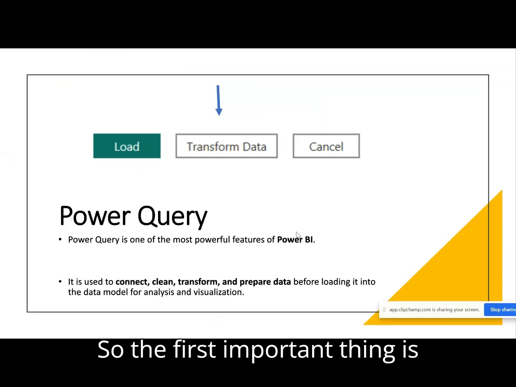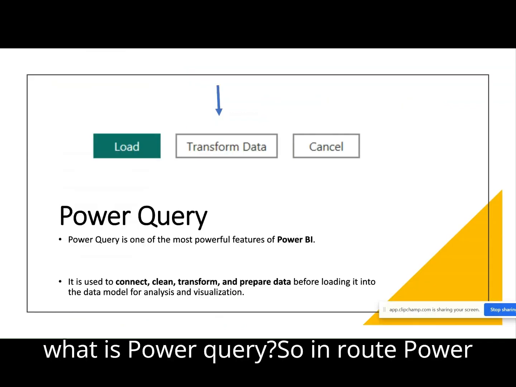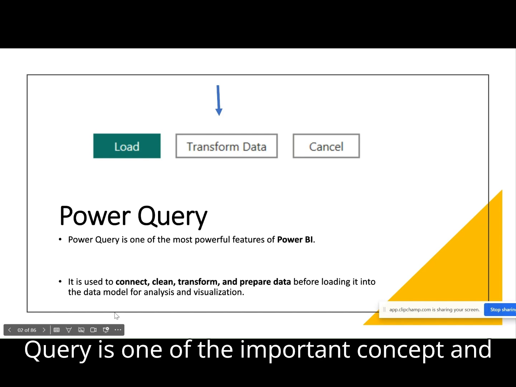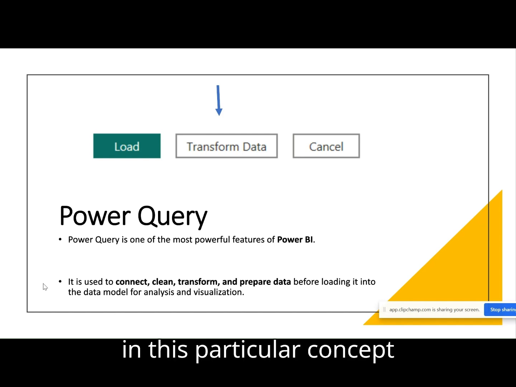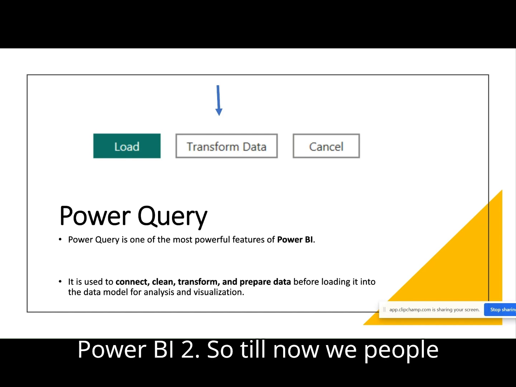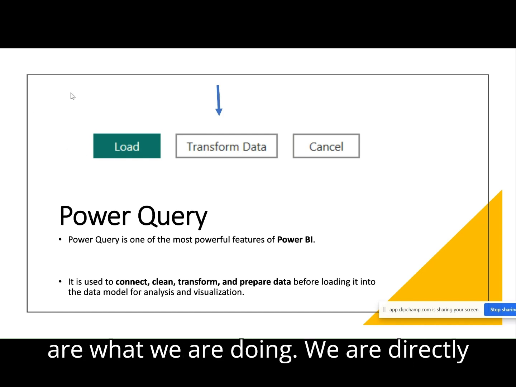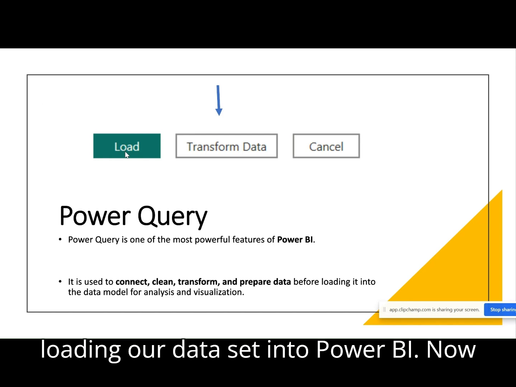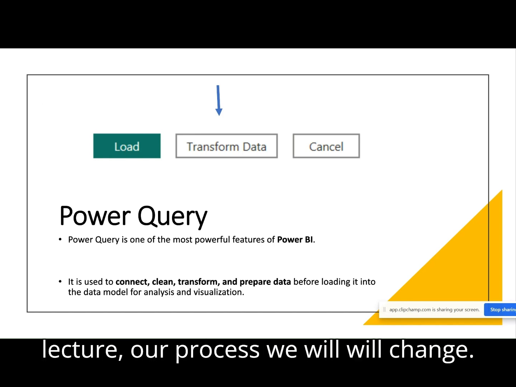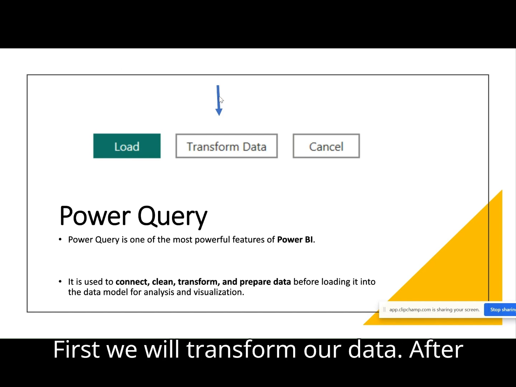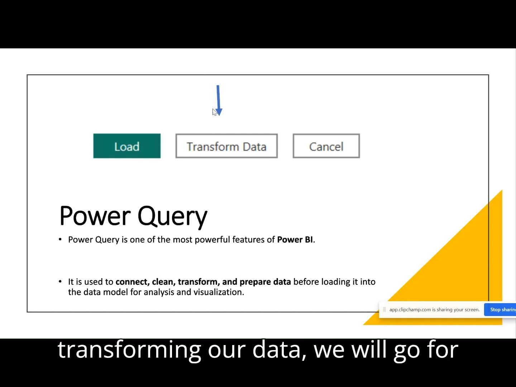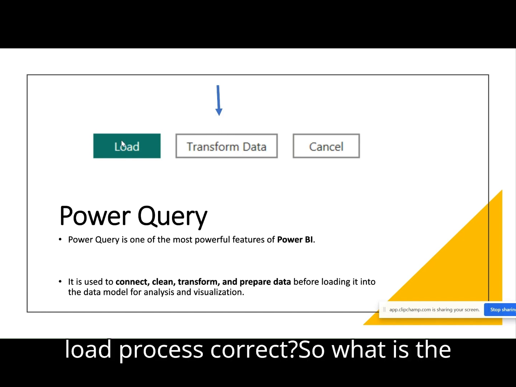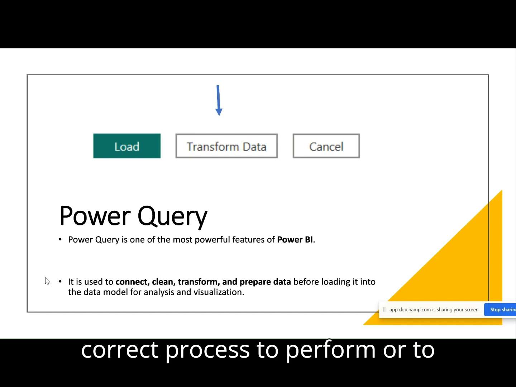So the first important thing is what is Power Query. No doubt Power Query is one of the important concepts, and in it we will learn how to load and transform data in our Power BI tool. Till now we are directly loading our data set into Power BI. After this lecture, our process will change. First we will transform our data, and after transforming it, we will go for the load process. Correct? So what is the correct process?